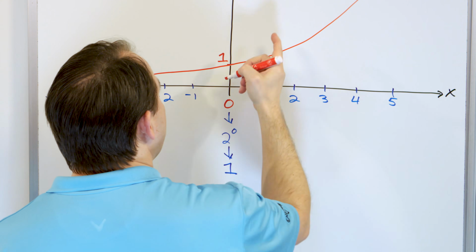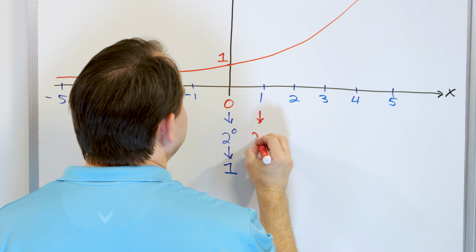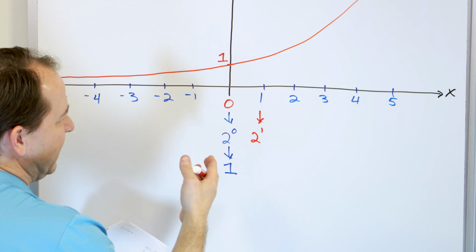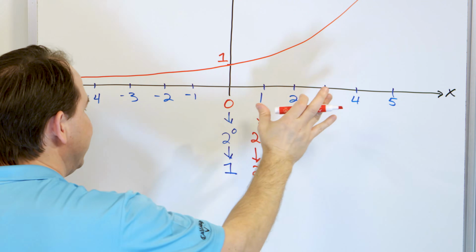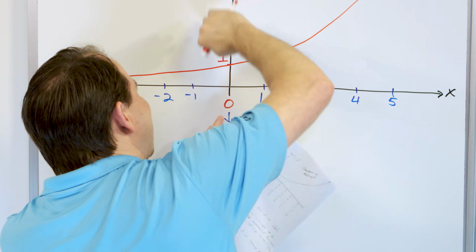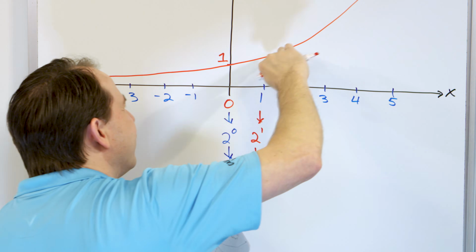If we put the value of 1 in here, then what we're going to get is 2 to the power of 1. That just means 2, because that's all it is. So we get a value of 2. I'm not going to plot it. This y-axis I have is not exactly right. My curve is not exactly right.